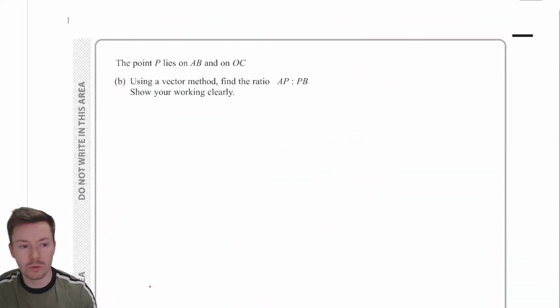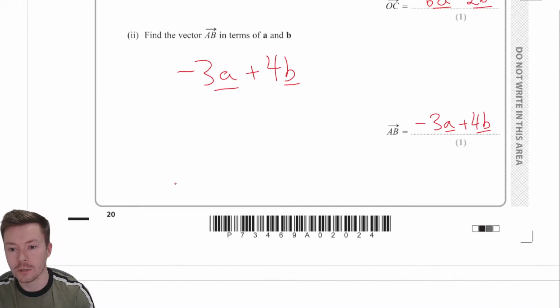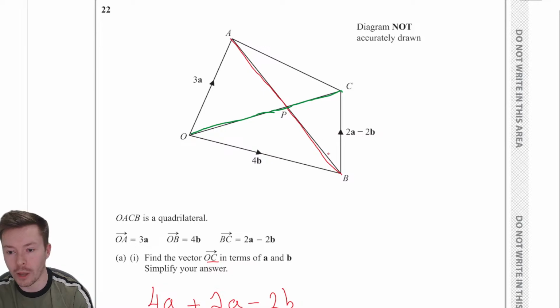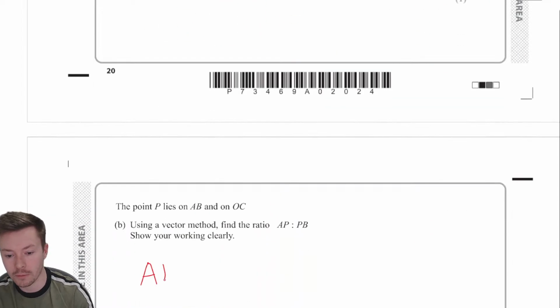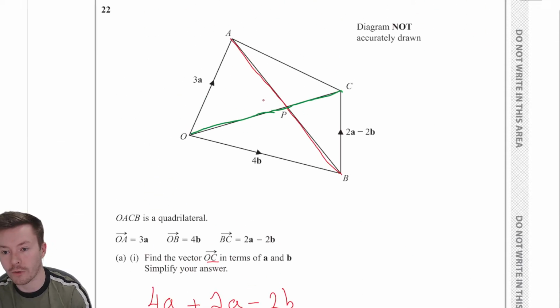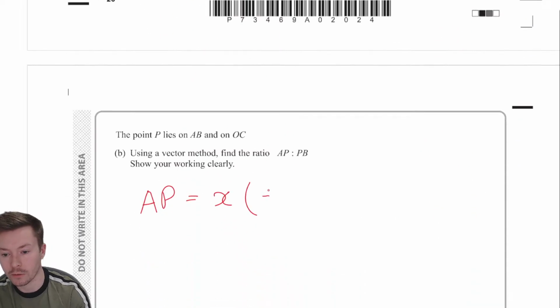So we're going to use these, typically you use these letters called lambda and mu. Now, you could use x and y. To make things easier, especially for someone who hasn't seen this before, I'm going to use x and y. So I'm going to do a multiple of AB, which would be AP, okay? So AP, I'm going to say is x lots of, so some fraction of AB, and AB is minus 3A plus 4B.